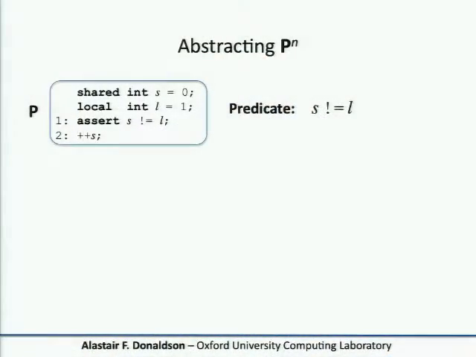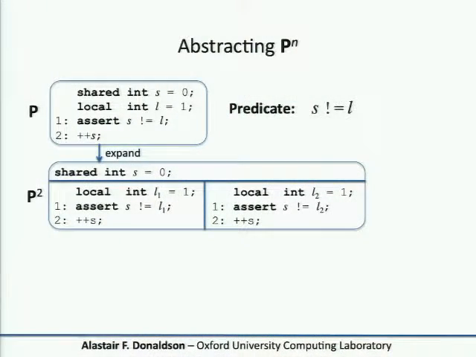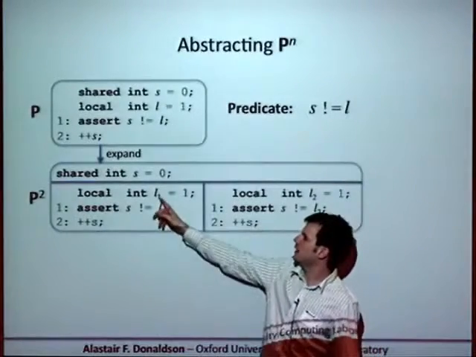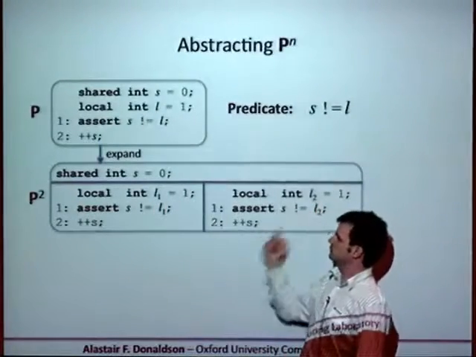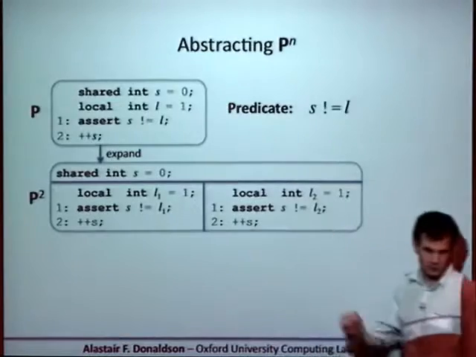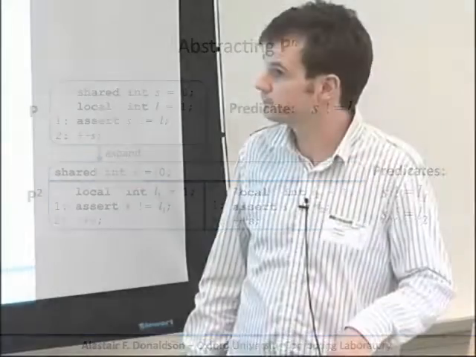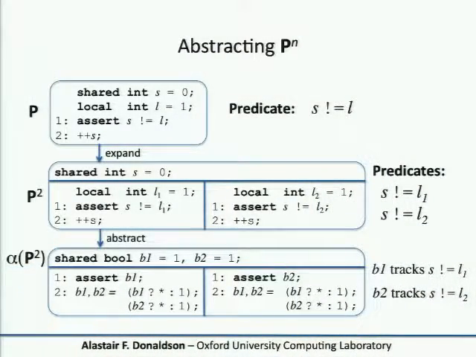And say we had this predicate that S and L are different, then what we could do is expand this program by multiplying out the threads. So we have the single shared variable, and now we have two instantiations of the template. So we get a local variable L1, a local variable L2, two different assertions. And we also would expand the predicates. So we have a predicate that says S doesn't equal L1 and a predicate that says S doesn't equal L2. And now we could apply predicate abstraction directly to this program to get the program alpha P squared.